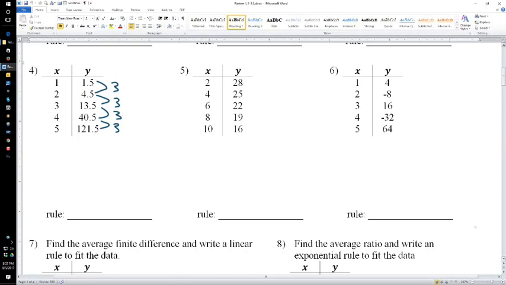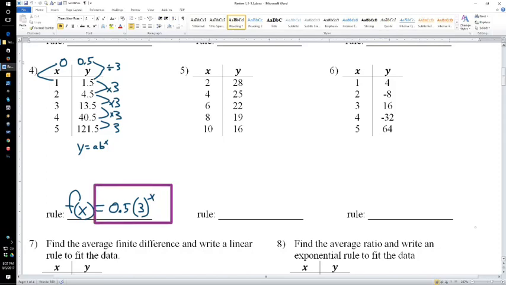This is exponential. So we have to fill in y equals a times b to the power of x. We just don't have our starting point. So in order to back up 1, instead of multiplying by 3 to go up, we're going to divide by 3 to go down, which 1.5 divided by 3 is 0.5. So y, or you can say f of x, equals 0.5 times 3 to the power of x. That's your rule.